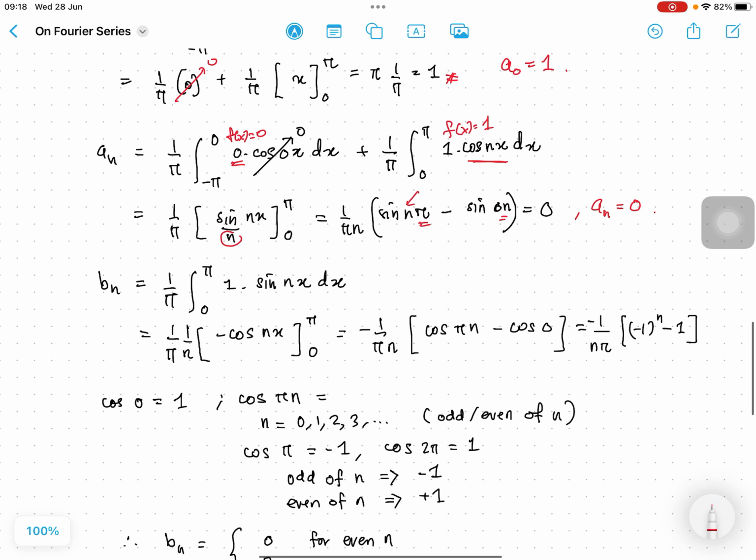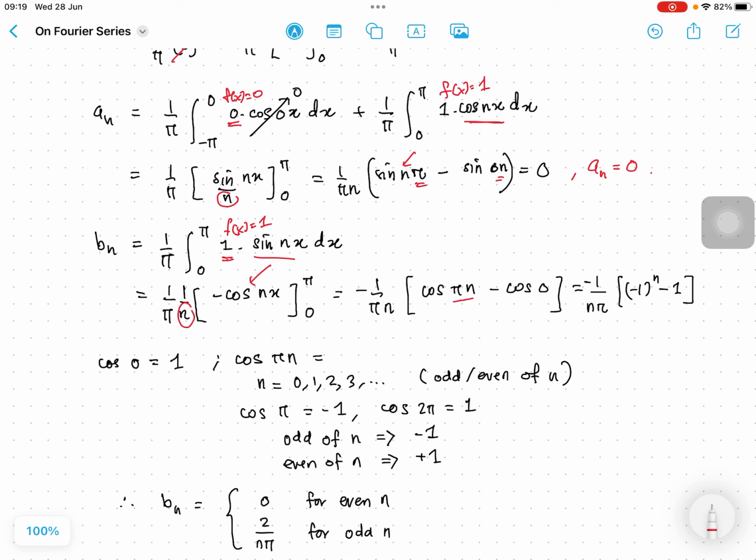Next is bn. I leave out the function of 0, so I just deal with the second term. You have f(x) equals 1 here times sine nx, and you integrate. The integral of sine nx gives minus cos nx, with 1 over n there. So you can expand, you have n pi and 0. You have to be careful of this, you have to check. Cos 0 always gives you 1, but cos n pi you have to choose a specific n.